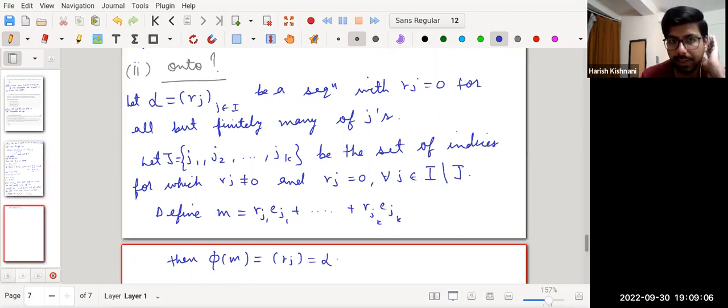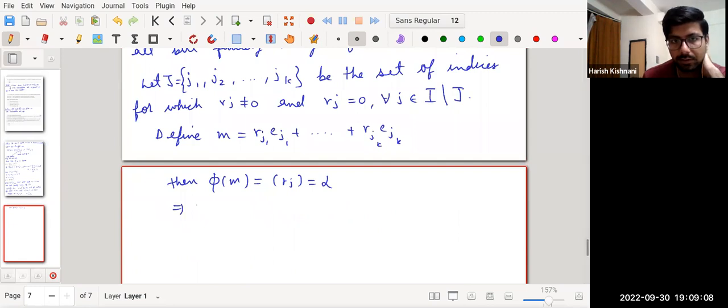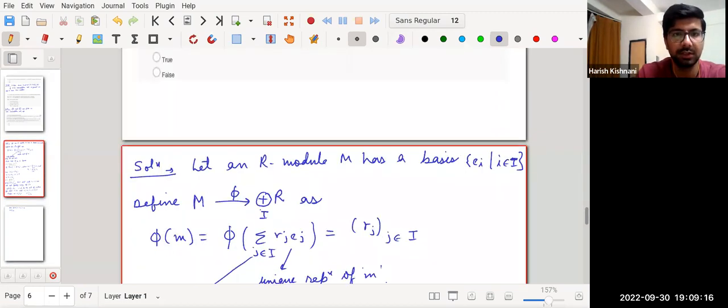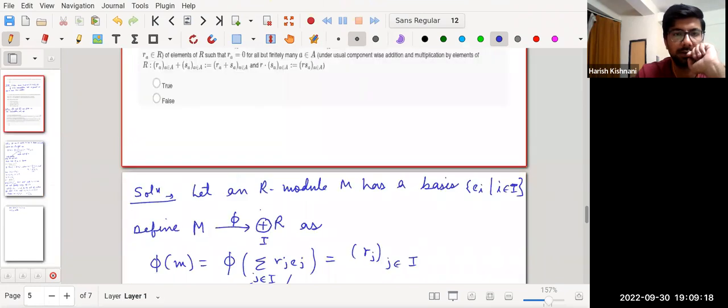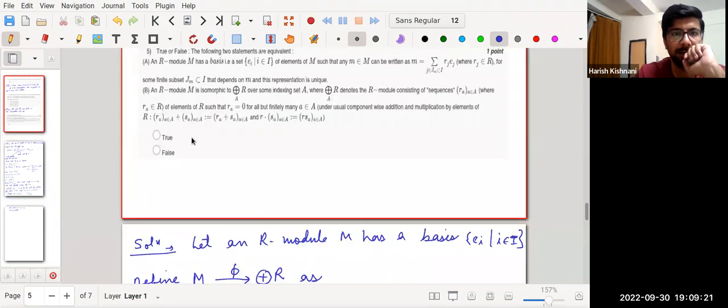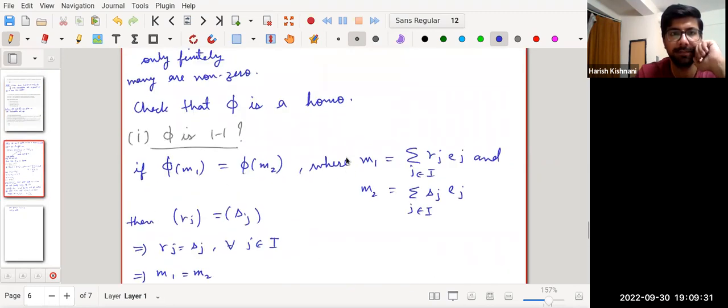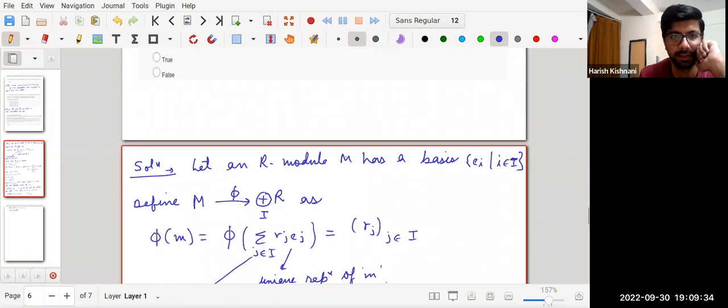So it implies that phi is onto, right? So these two are isomorphic. Means the set is isomorphic to R. So M is isomorphic to R indexed inside this, right? So A implies B. This will clearly say that A implies B.